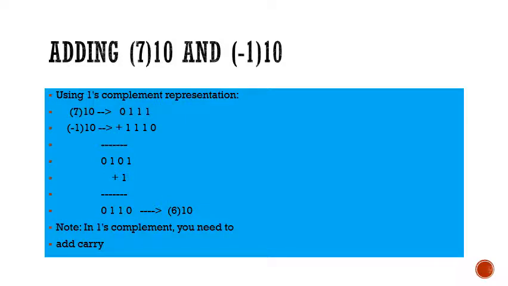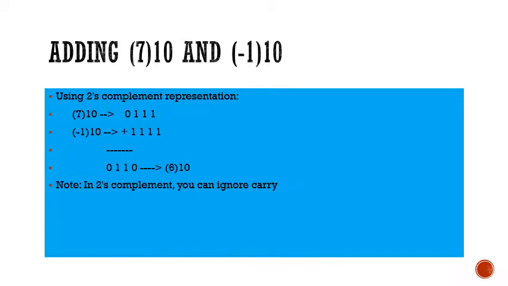Here I have shown some examples of signed and unsigned number addition and subtraction. You can see how the addition is performed using 1's complement as well as 2's complement. Here this example shows addition of plus 7 with minus 1 using 1's complement. You will get an answer of 6. The same is done by means of 2's complement also.